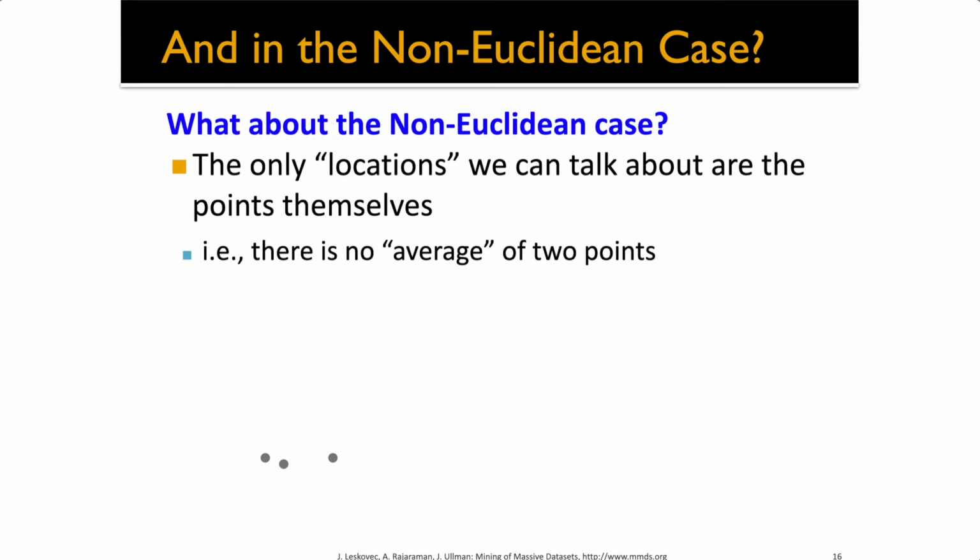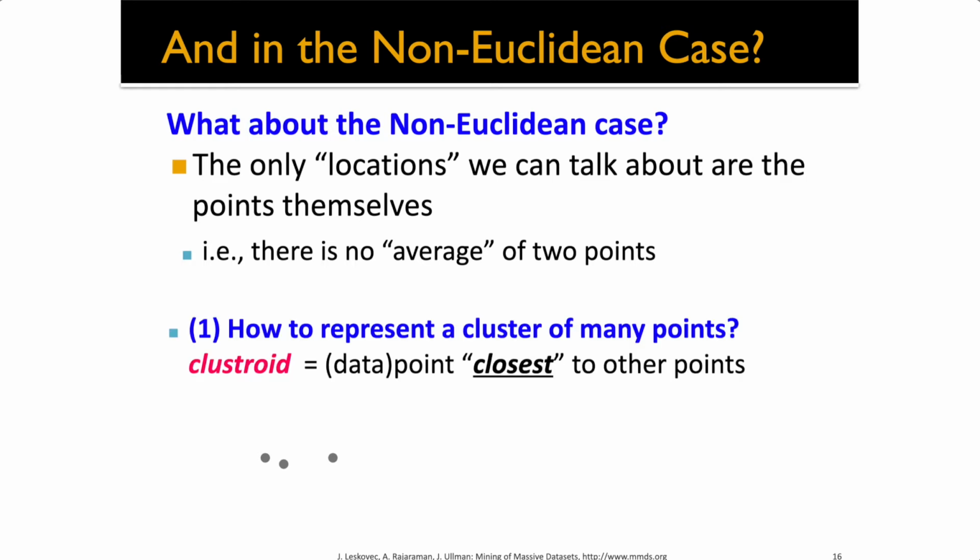So rather than talk about averages, in the non-Euclidean case, we talk about only other points in our data. Instead of talking about the centroid of a cluster being the average point across all the points in the cluster, we can talk about the clusteroid, or the data point that's closest to all other points. That is, we can look at all the points in our particular cluster and identify which point is closest to all other points.